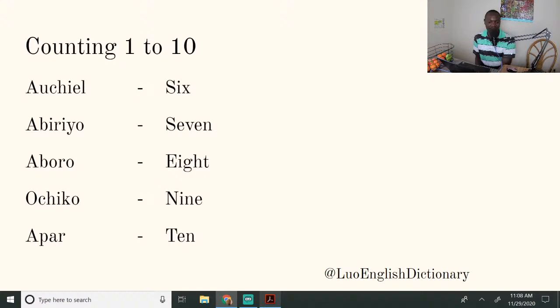So when you're counting 1 through to 10 in Luo language, there's no trick. You just cram 1 through 10. Achiel, ariyo, adek, ang'wen, abich, auchiel, abiriyo, aboro, ochiko, and apar.